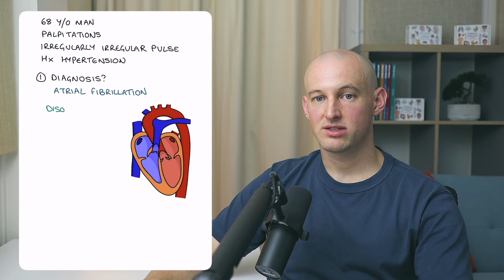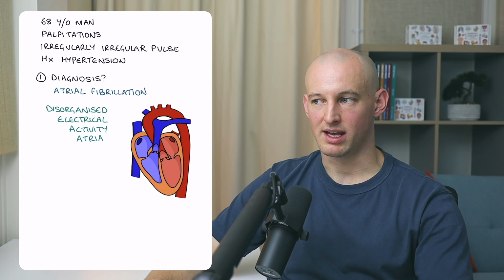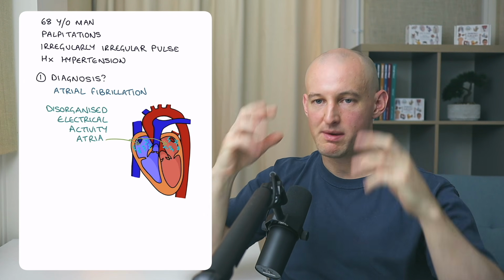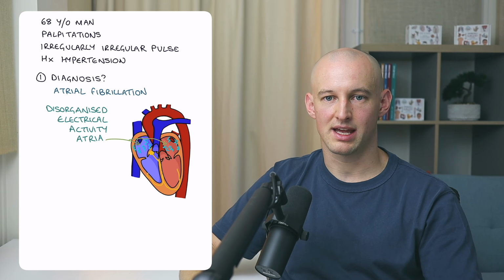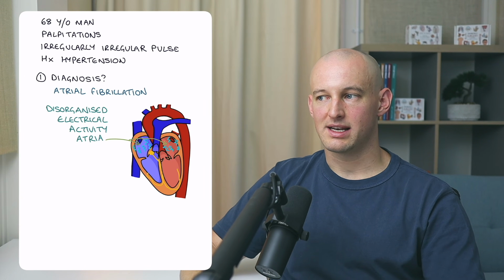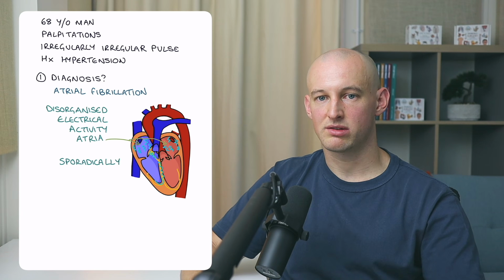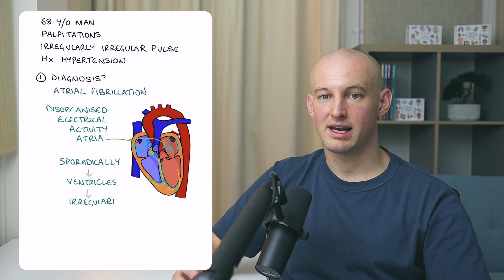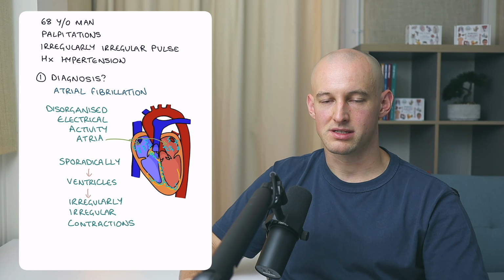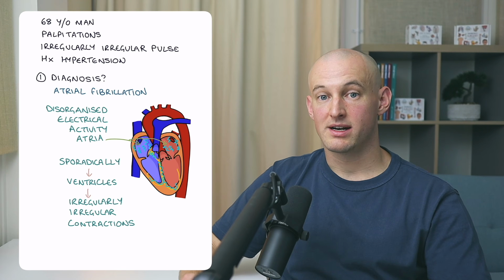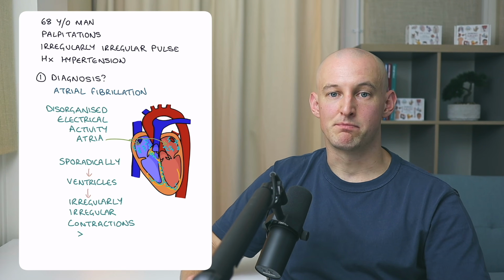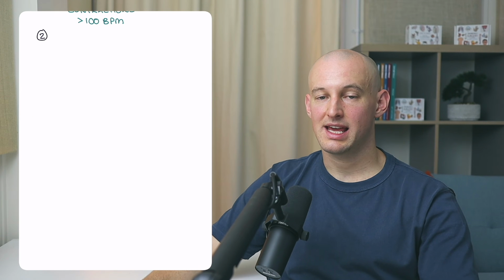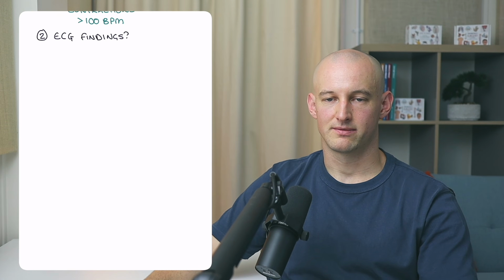And this is where you have disorganized electrical activity in the atria. And so the atria are just chaotically fibrillating. The electrical activity is very chaotic and disorganized. Intermittently or sporadically, these signals will pass through the atrioventricular node to the ventricles, and this causes irregular ventricular contractions. Usually there's a fast heart rate with a ventricular rate above 100 beats per minute. Question 2. What are the key ECG findings in this condition?